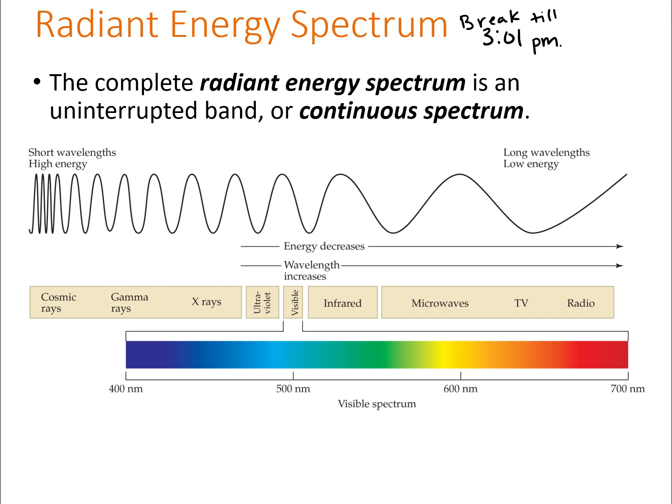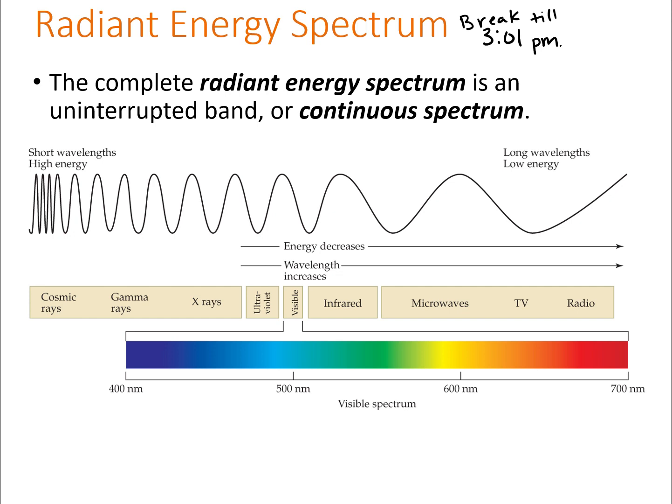All right. Had an extra minute there, but it is what it is. We're going to get started again. And it's almost like a totally different chapter, but it's not. We're going to start with going over the radiant energy spectrum. You've probably seen this before if you've taken physics.